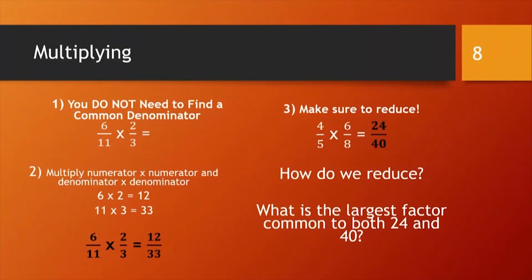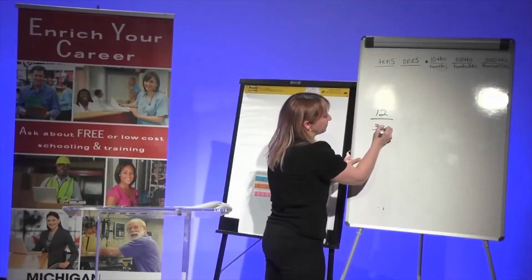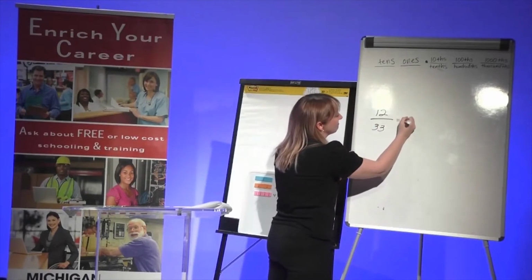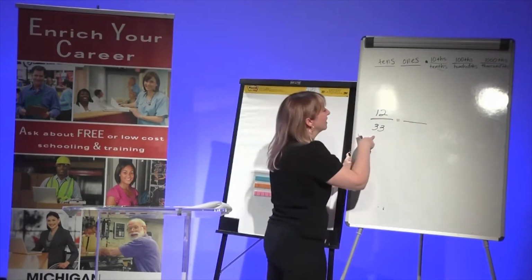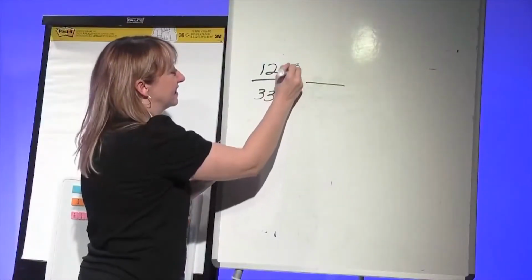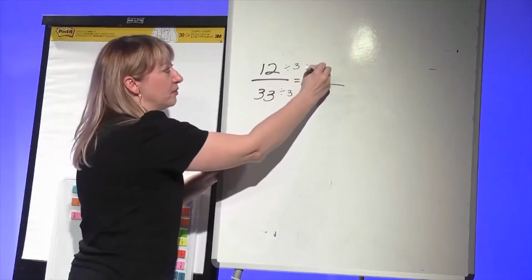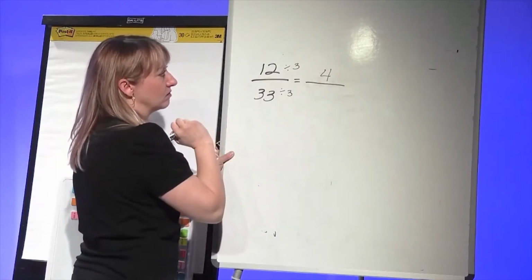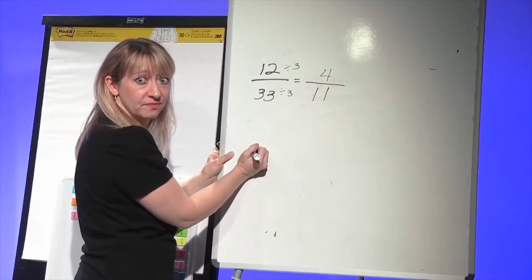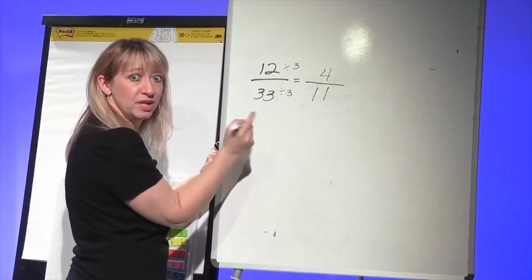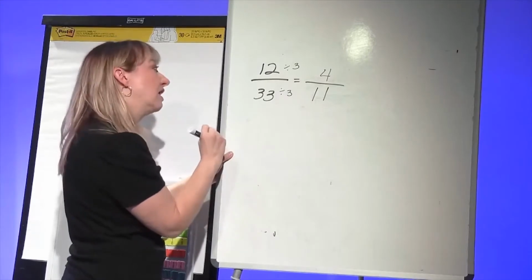So if you have 12 over 33, we're going to just look at this one on the board. You can divide both by 3. So 12 divided by 3 is 4, and then 33 divided by 3 is 11. That's not on the slide, but make sure you write that down. So it would be 4 over 11.